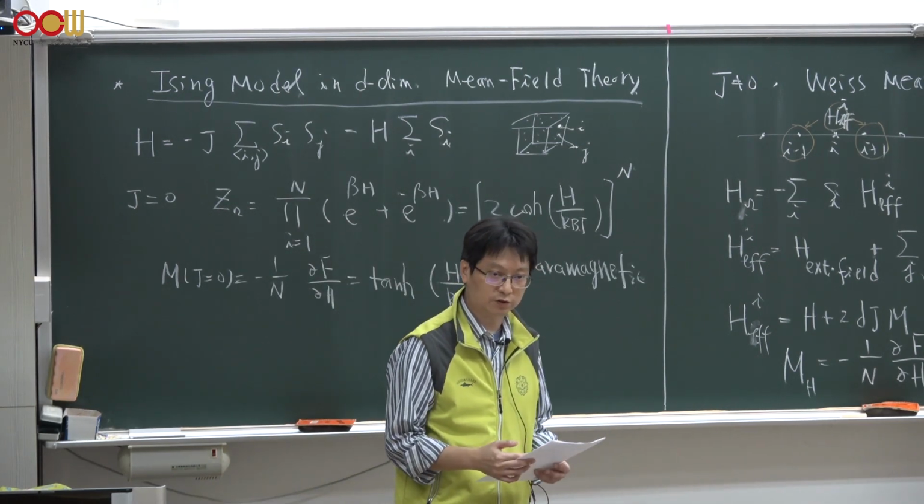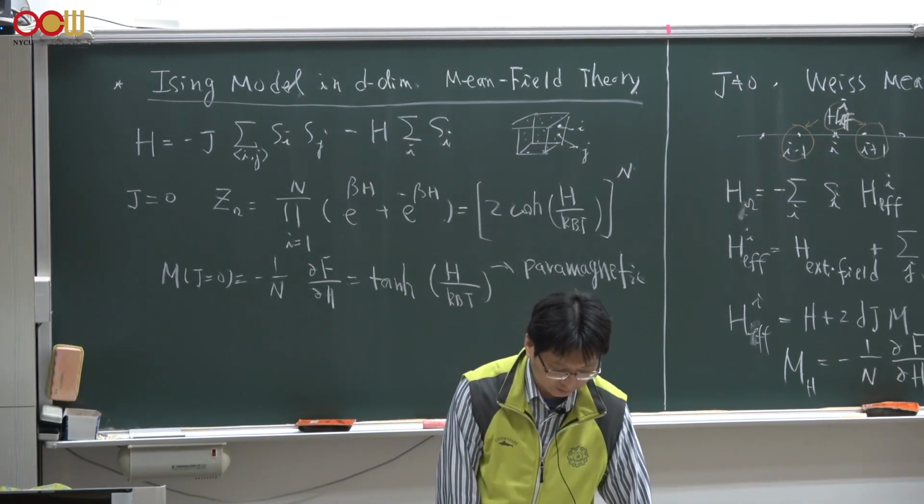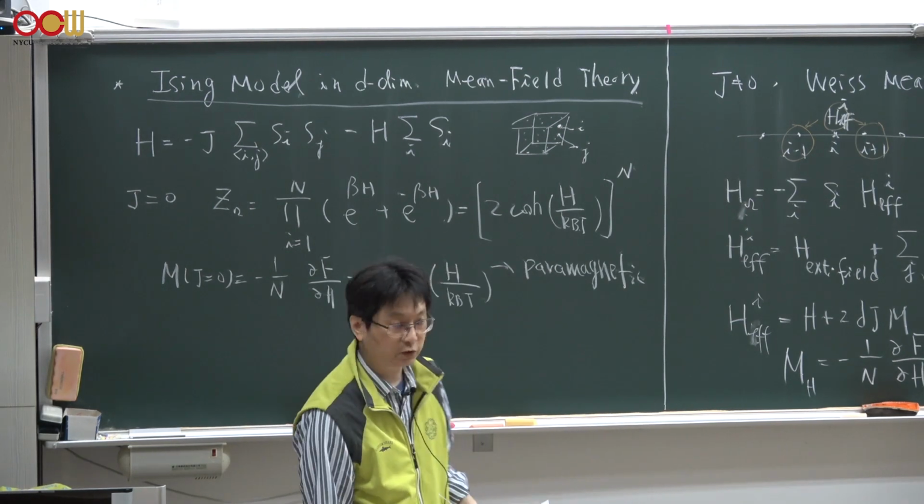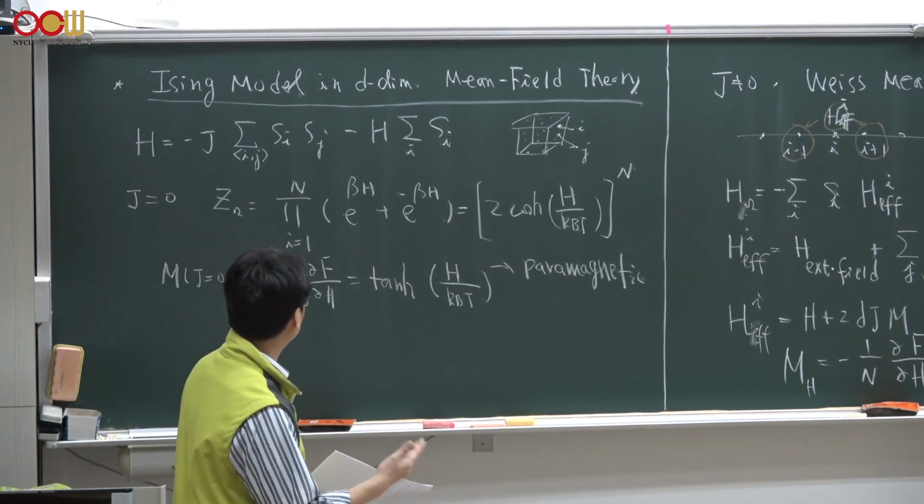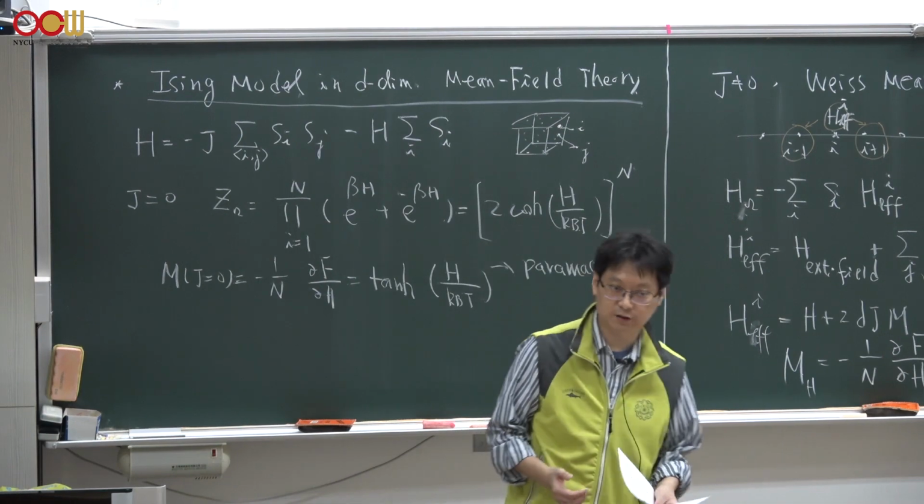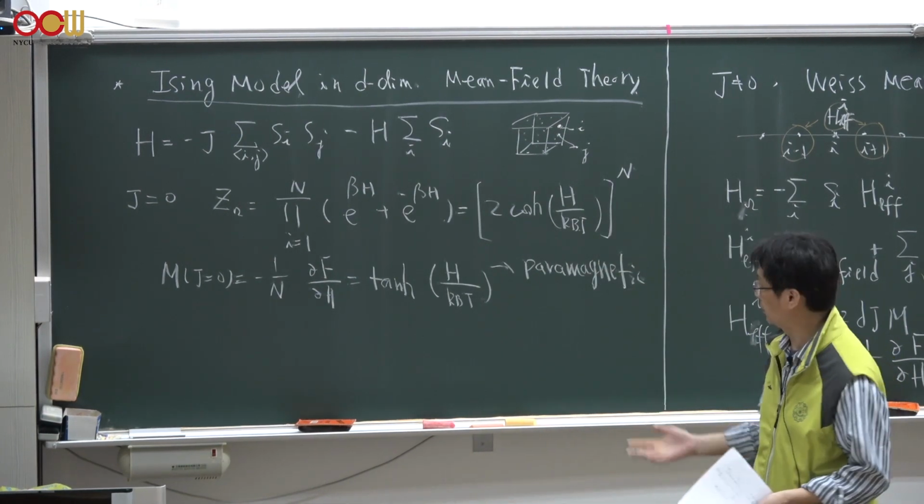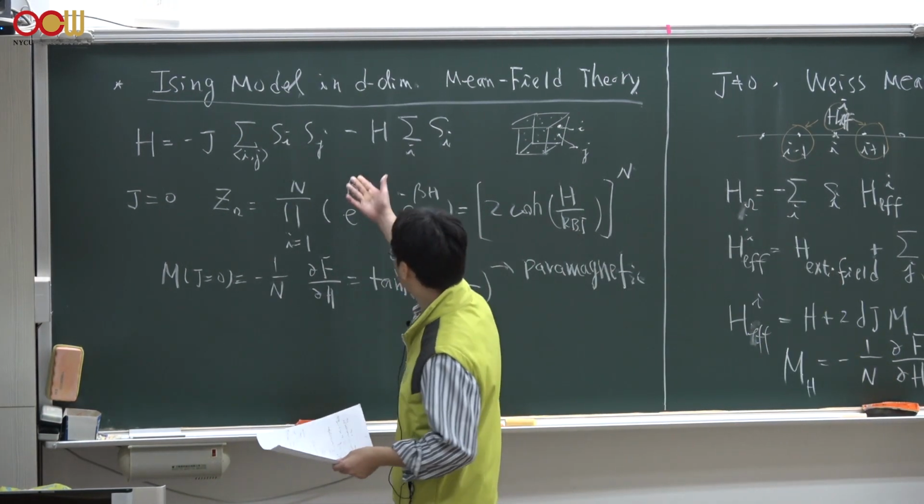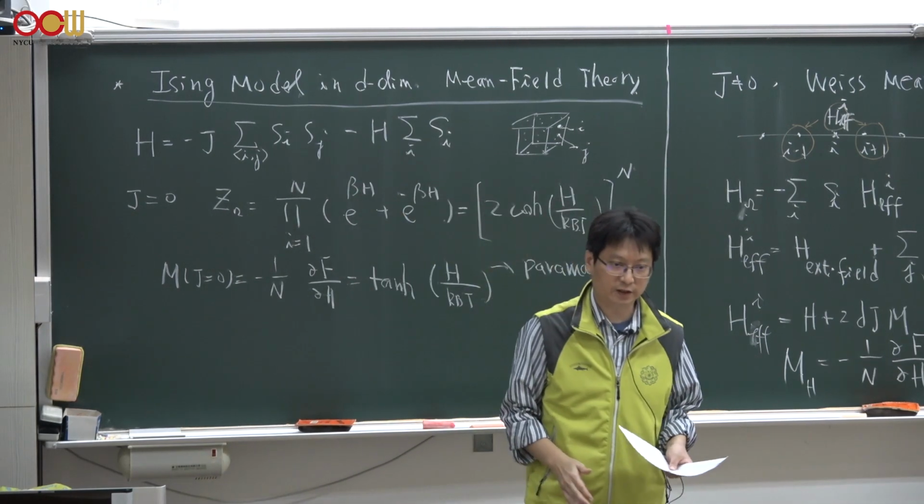So today we will use a different but closely related method, which is the mean field theory, applied to the more realistic Hamiltonian of an Ising model in D dimensions. And this is the Hamiltonian that we introduced many times.